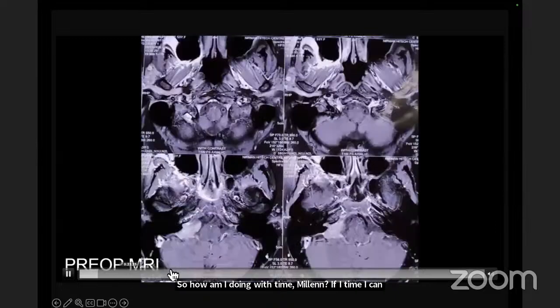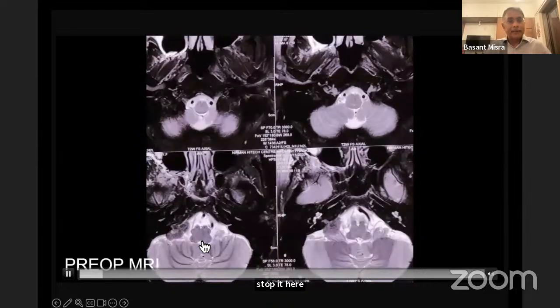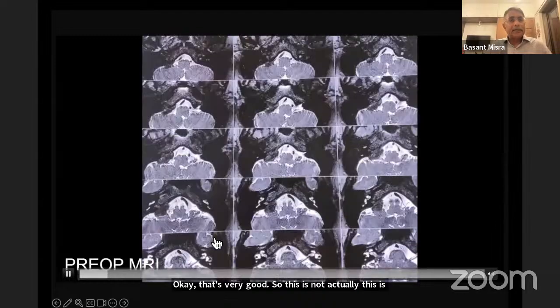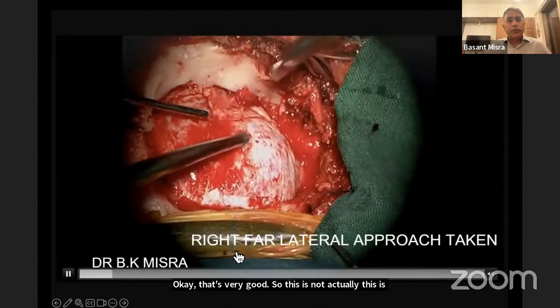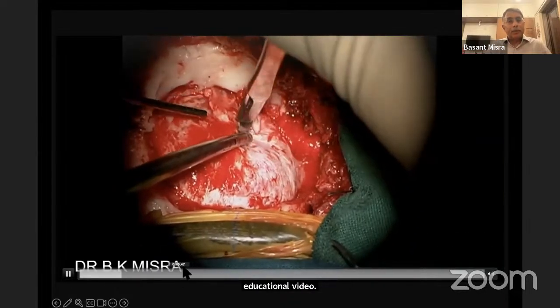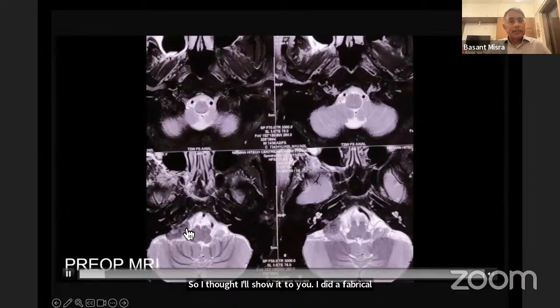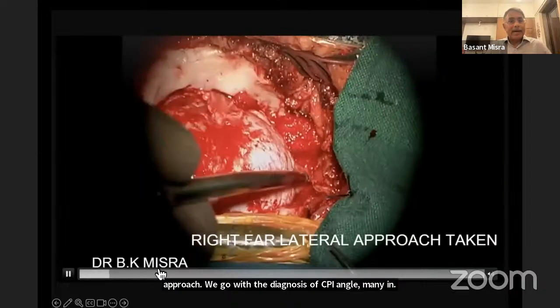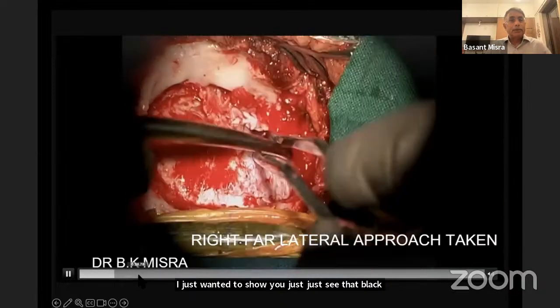Okay, that's very good. So this is actually a different CP angle tumor, but this is a nice educational video, so I thought I'll show it to you. Did a far lateral approach. We go with a diagnosis of CP angle meningioma. I just wanted to show you, just see that black thing, dark on T2, which we did not give too much importance.